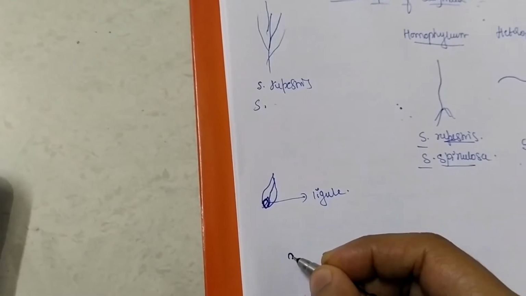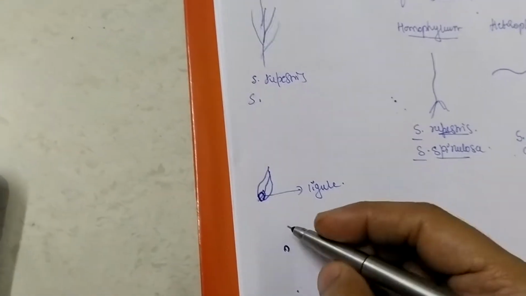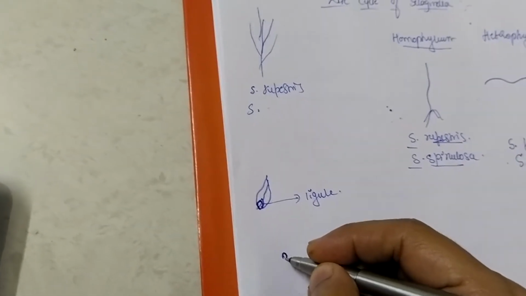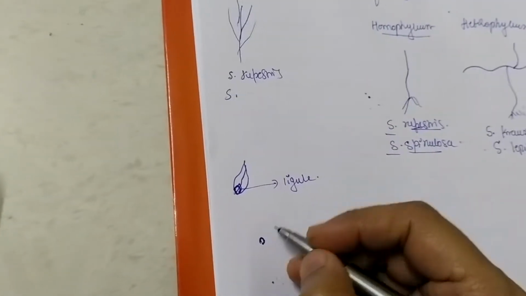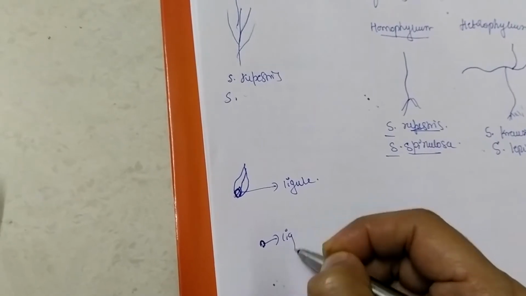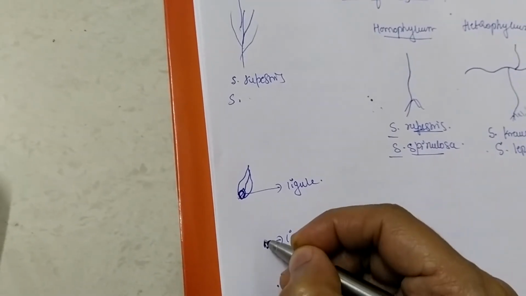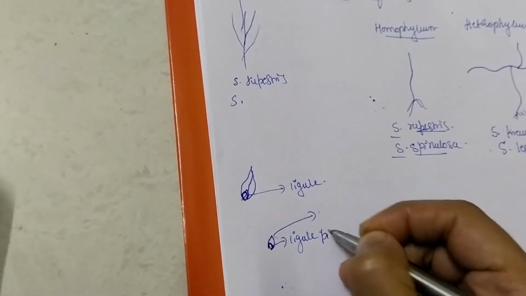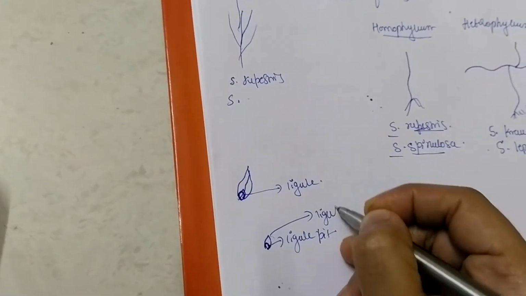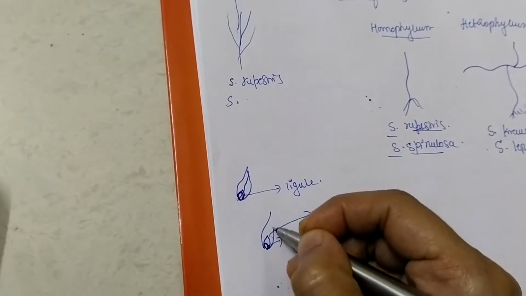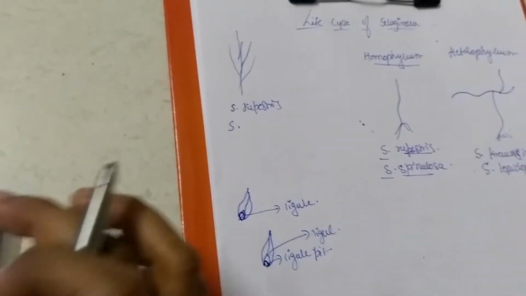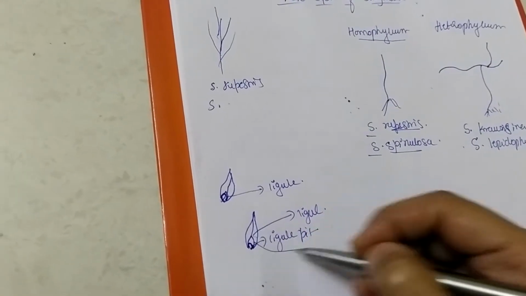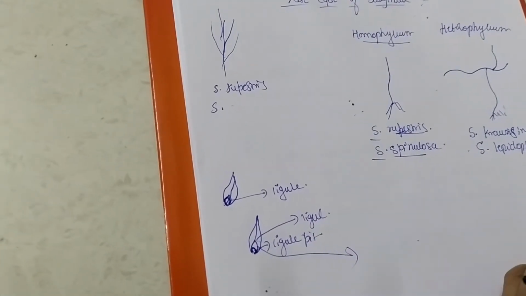There is a small pit. In this small pit there is the formation of a ligule pit. This is called the ligule pit. Here in the ligule pit there is a membranous outgrowth. This membranous outgrowth is nothing but the ligule, on the dorsal side of the leaf. It may be a tongue shaped structure or it may be a fan shaped structure.